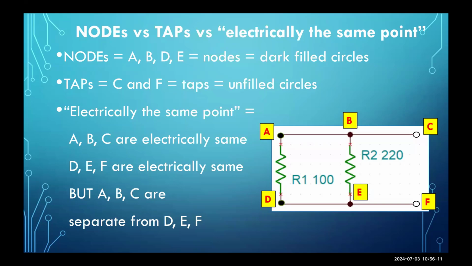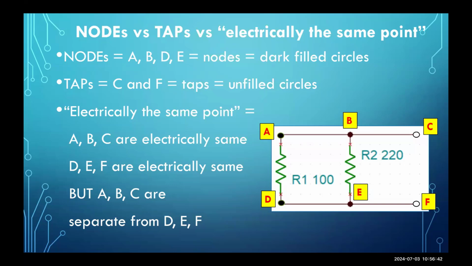Now look at the lower part of the illustration. Points D, E, and F, are they also connected with a separate wire? The answer is yes. So points D, E, and F are considered to be electrically the same, even though points D and E are nodes and F is a tap. They're physically points that are connected together. They are considered to be electrically the same. This phrase will become significantly more important as we go on with future videos.